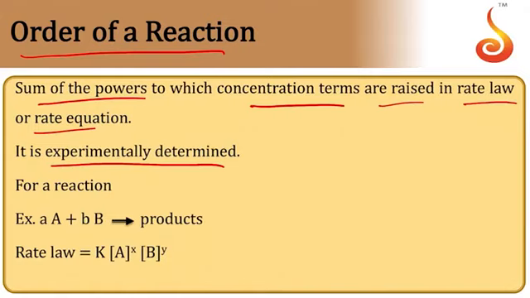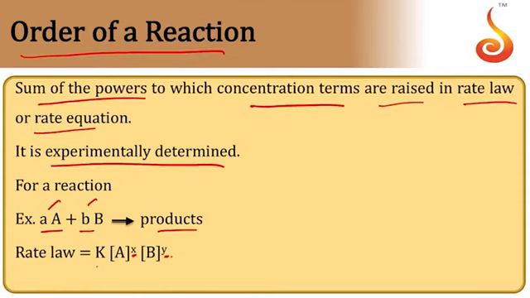Suppose we have a reaction like this: a moles of A plus b moles of B giving rise to products. Now the rate law will be given as rate constant k into [A] to the power of x into [B] to the power of y. The powers x and y in the rate equation need not be the coefficients of A and B in the balanced equation.